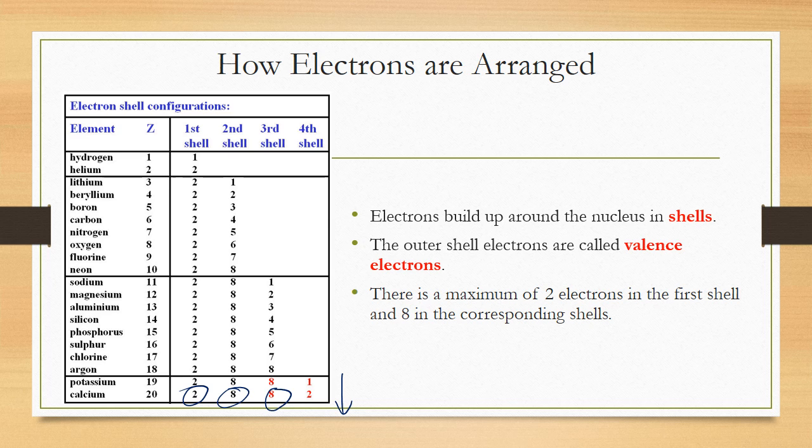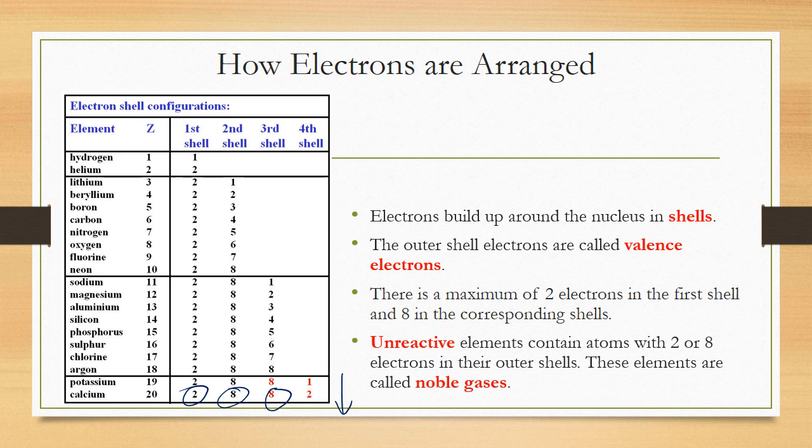So we're basically filling up. First it's 2, then we start filling up the second shell until that's full with 8, and then we fill up the third shell until that's full with 8, and we continue on like that. Okay, so unreactive elements either have 2 electrons or 8 electrons in their outer shells. They're full. Okay, and these are called the noble gases. They're group 8, which we'll learn about in groups and periods in the next slide.